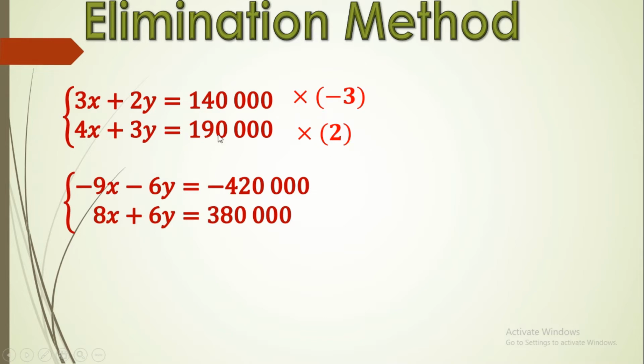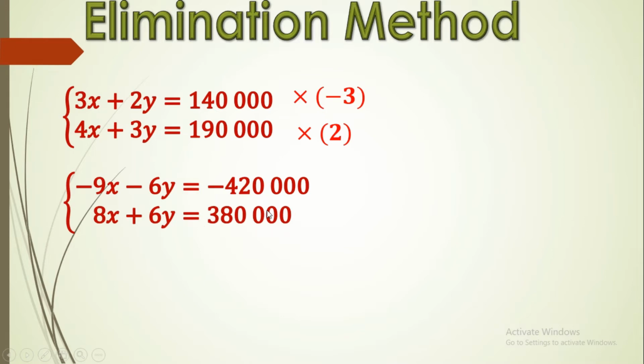Now we multiply all of the terms in the second equation by 2. 4 times 2 gives us 8, and x we copy it. Now plus times, here we have nothing, so it's a plus. 2 times 3, 6, and y we copy it. Equal, also we copy it the same. Now 190,000 times 2 gives us 380,000.